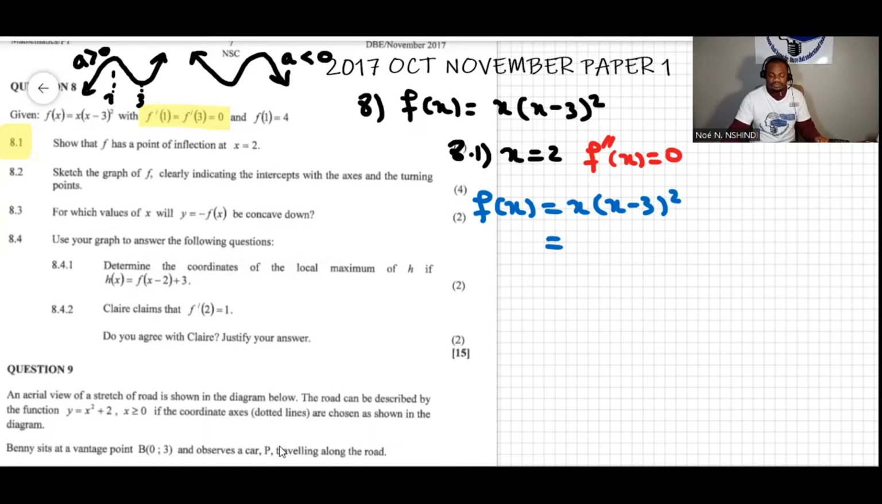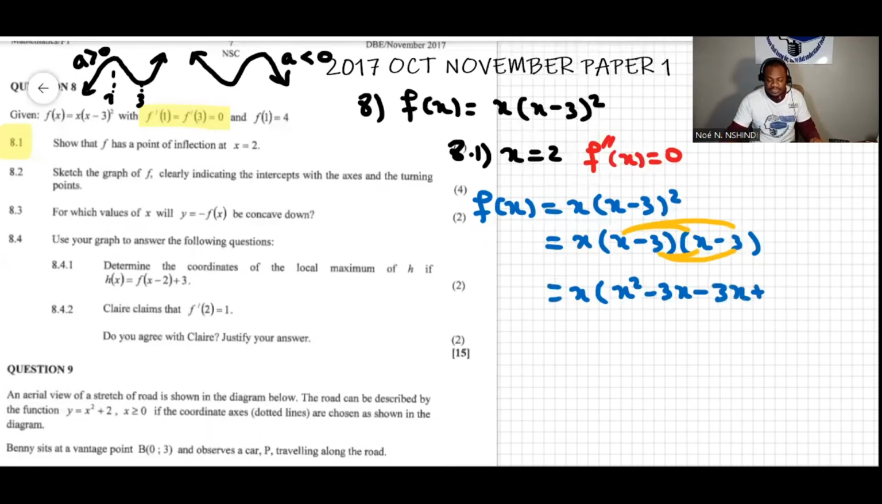In high school, you may not know more rules for differentiating this type of function, so what you can do is just expand it. This will be x(x - 3)(x - 3). Working out, this will be x(x^2 - 3x - 3x + 9), and then this will make x^3 - 6x^2 + 9x.